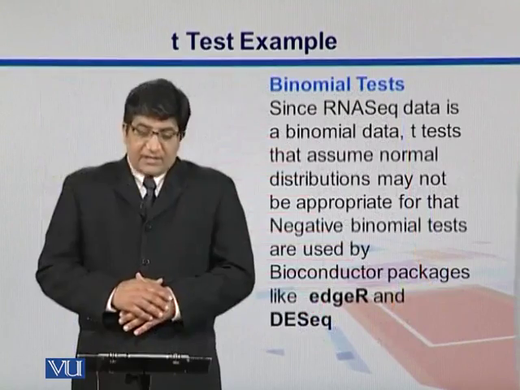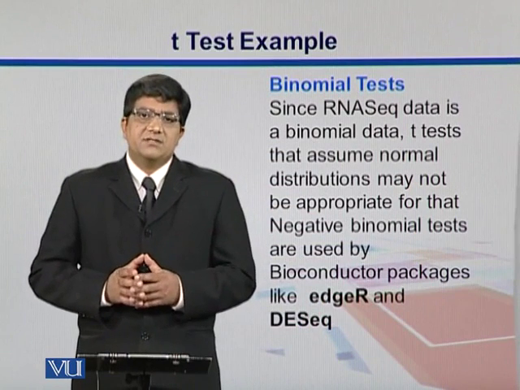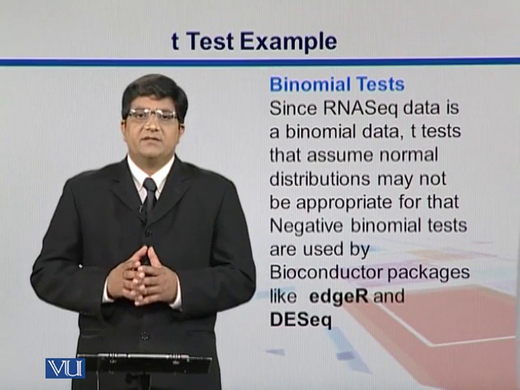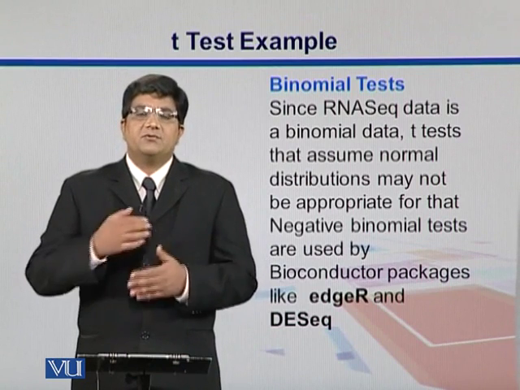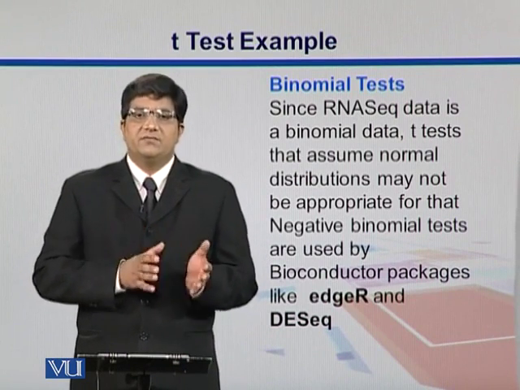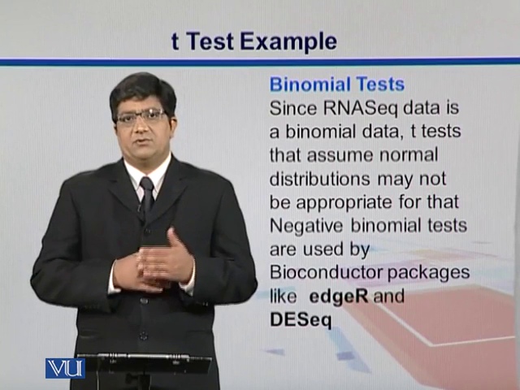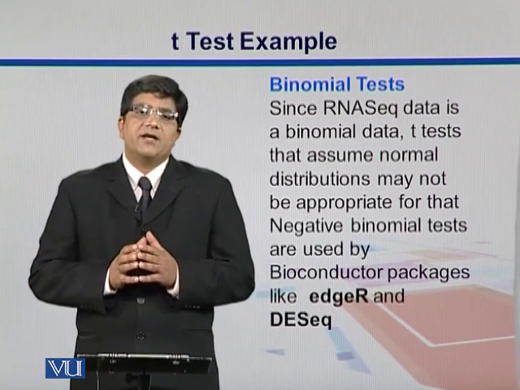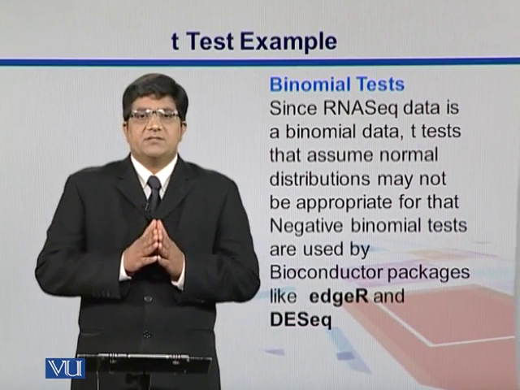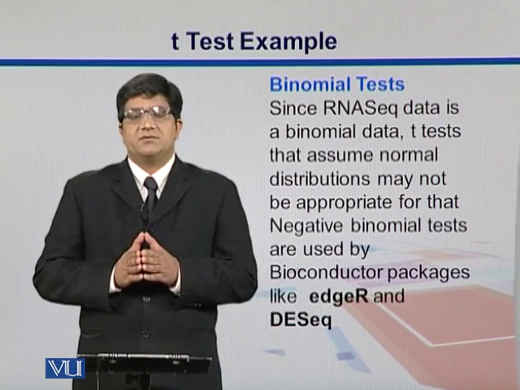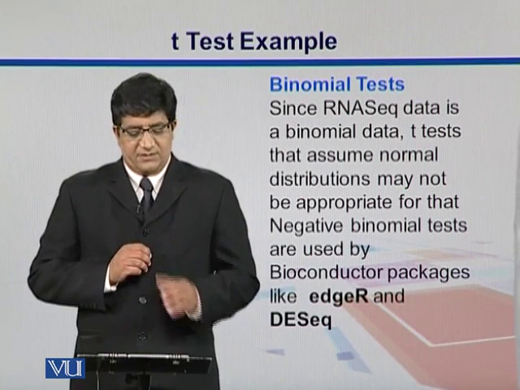In case of RNA-seq data, t-tests are not preferred because t-tests assume the normal distribution. For microarray it's fine, but as far as RNA-seq data is concerned, since we are taking the reads and aligning them onto the genes, there are two possibilities: those reads will align on those genes, or they will not. So it's kind of a binomial problem. Tests like the t-test, which assume normal distribution, do not fit that situation. So rather than that, we have to use binomial tests, which are implemented in edgeR and DESeq.